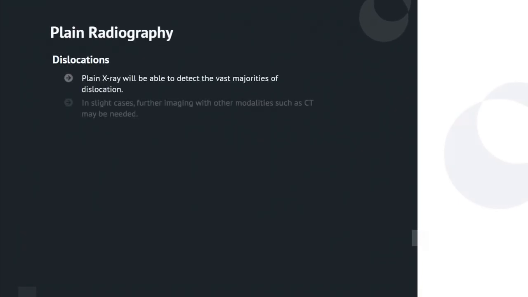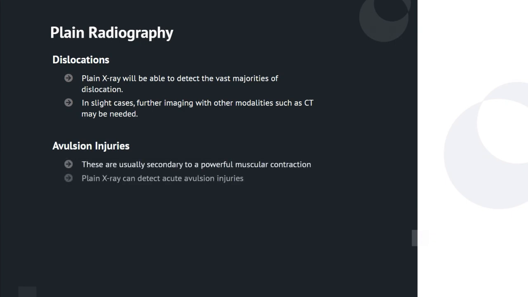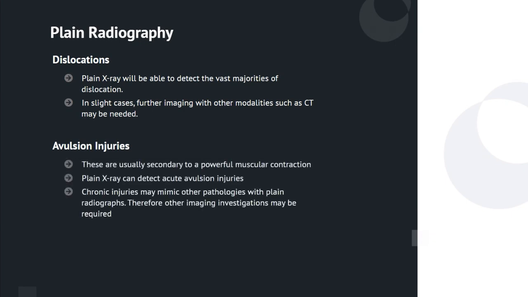Dislocations. Plain X-ray will be able to detect the vast majority of dislocations. In slight cases, further imaging with other modalities such as CT may be needed. Avulsion injuries. These are usually secondary to a powerful muscular contraction. Plain X-ray can detect acute avulsion injuries. Chronic injuries may mimic other pathologies on plain radiographs. Therefore, other imaging investigations may be required.